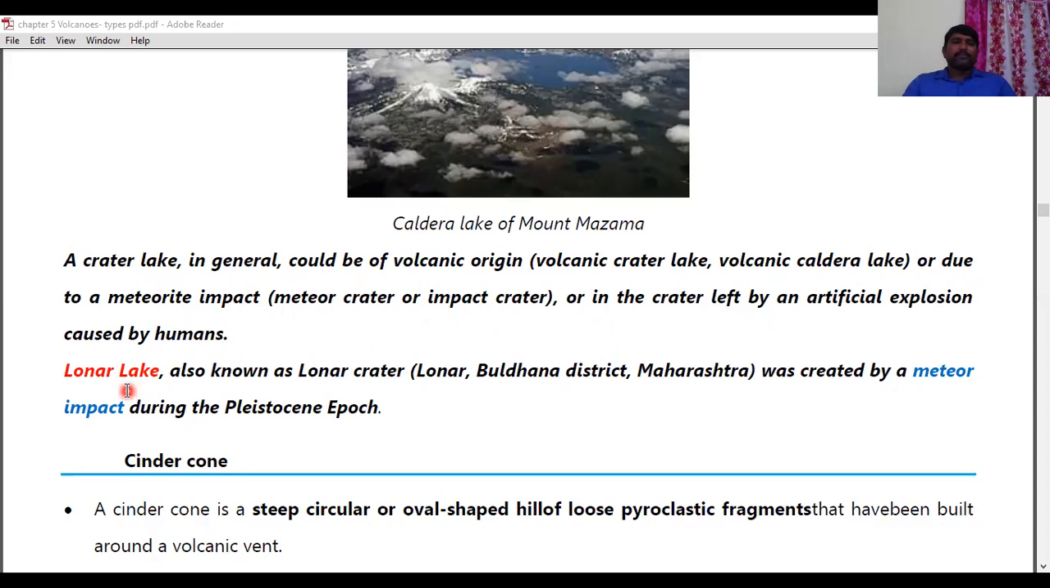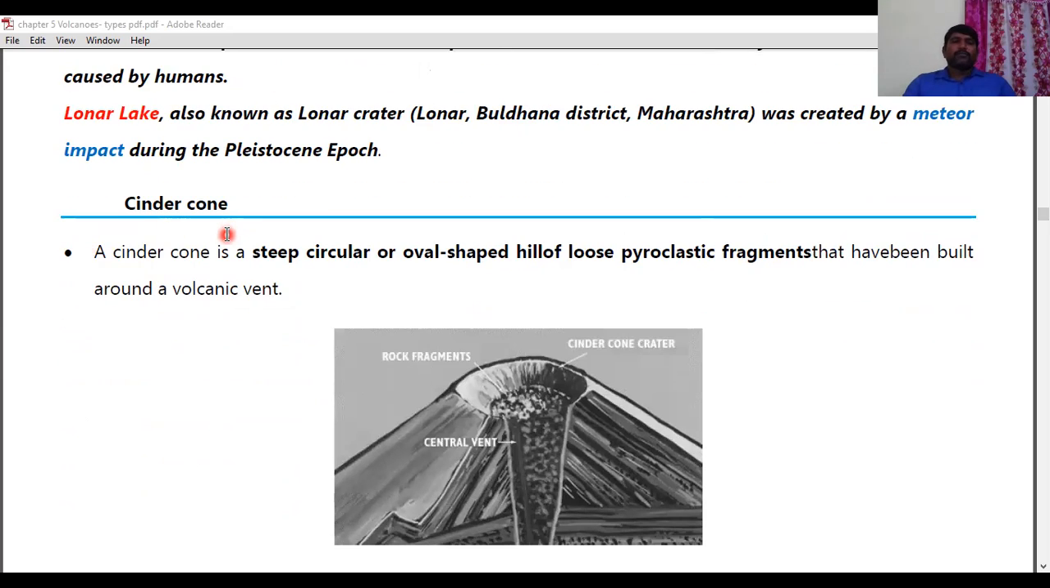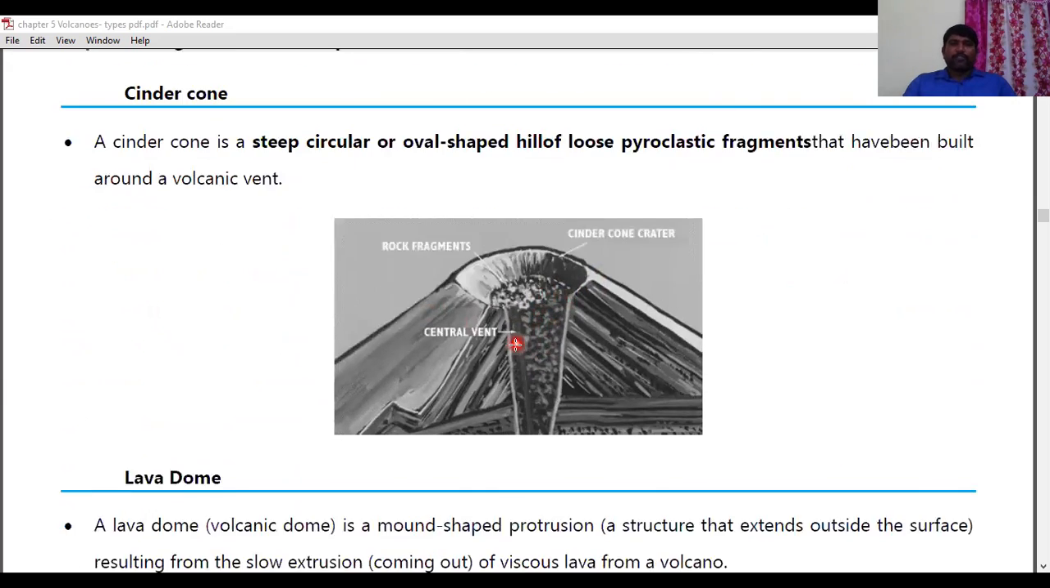Lonar Lake, also known as Lonar Crater, in Buldana district, Maharashtra, was created by a meteorite impact during the Pleistocene epoch. And another form is the cinder cone, an explosive landform. It is a steep, circular or oval-shaped hill of loose pyroclastic material that has been built around a volcanic vent. That is called the cinder cone volcanic landform.